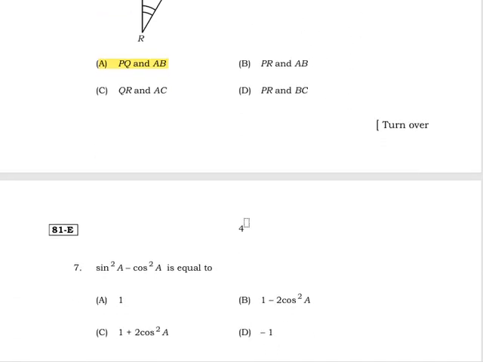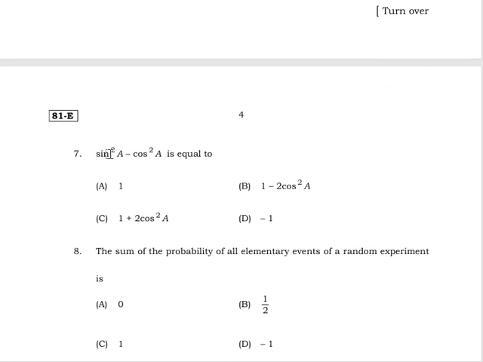Okay. So next one, sin square A minus cos square A is equals to. So you should know the trigonometric identities here. Sin square theta plus cos square theta is equals to 1. So here sin square A minus cos square A, they are given. You should observe the sign also. If you write 1, it is wrong. So here they are given sin square A minus cos square A. Sin square A plus cos square A is equals to 1.